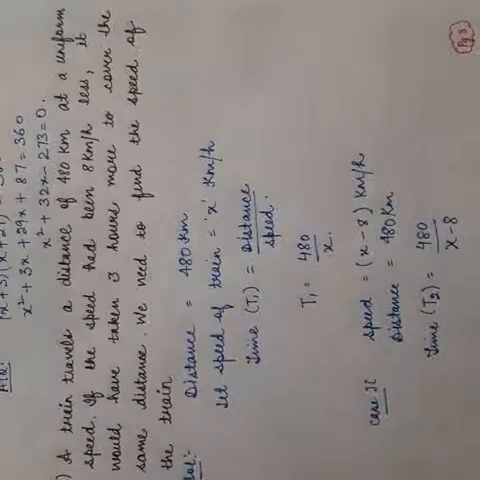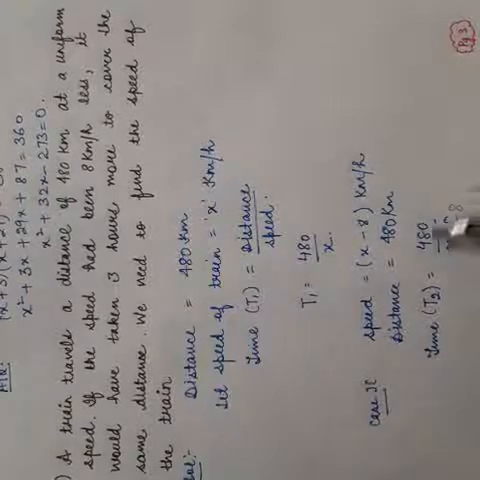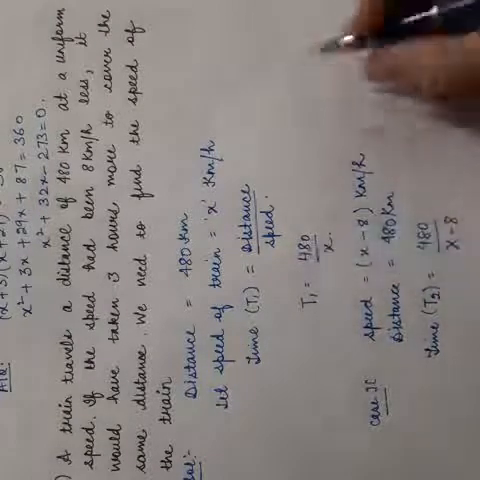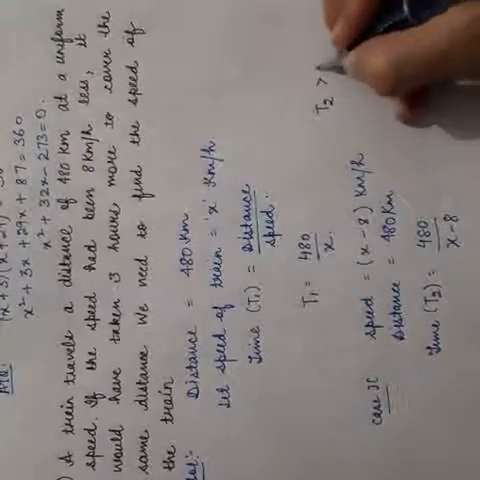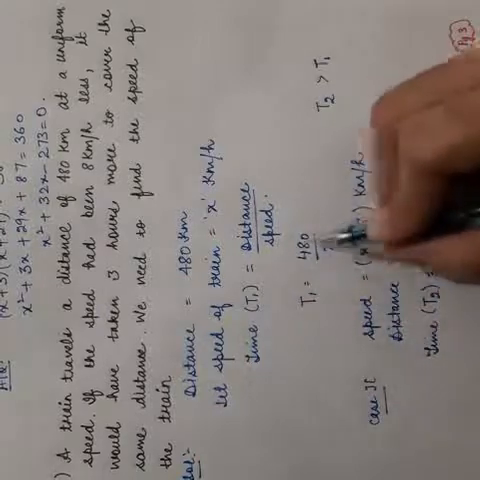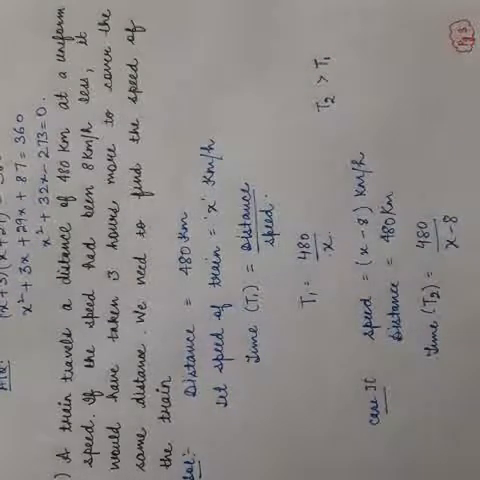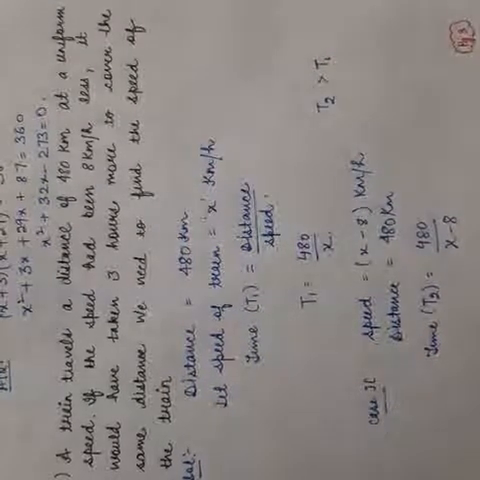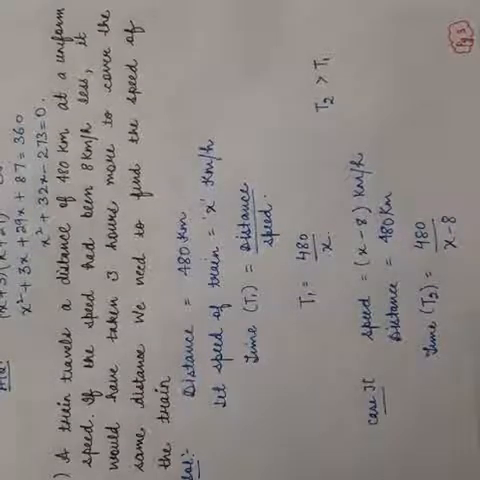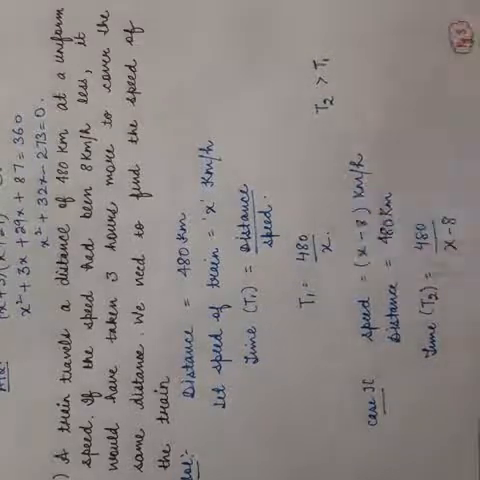Now use your common sense. If we decrease the speed of the train, naturally it will take more time to cover the same distance. So this time is more than the previous time. This thing should be very, very clear. And the difference in the time is given to be 3 hours. Now in the question, if you read carefully, he is saying that if the speed of the train is decreased by 8 km per hour, the time would increase by 3 hours. Now this time is 3 hours more than the previous time.